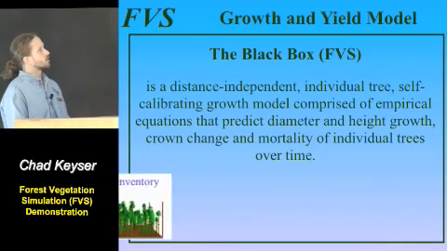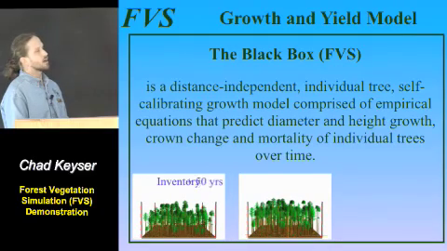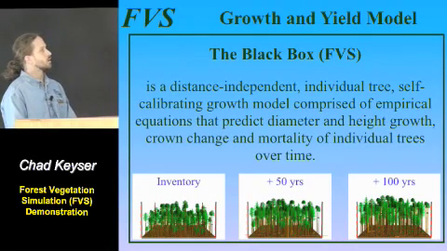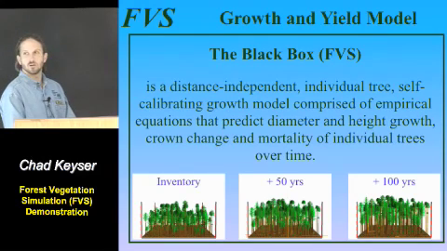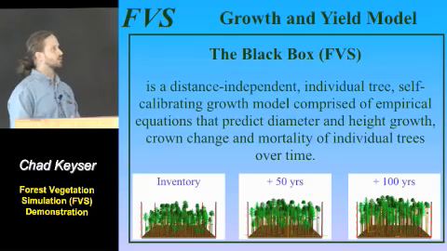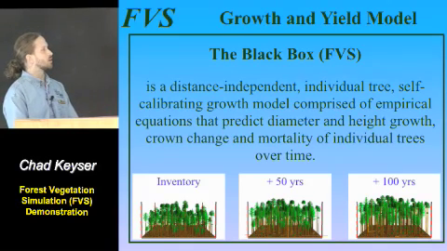So as this model grows trees over time, occasionally or periodically, it'll produce stand statistics for you. So it'll sum up those individual tree records at specific intervals and allow you to get attributes out, 5, 10 years in the future, 50 years, 100 years into the future.